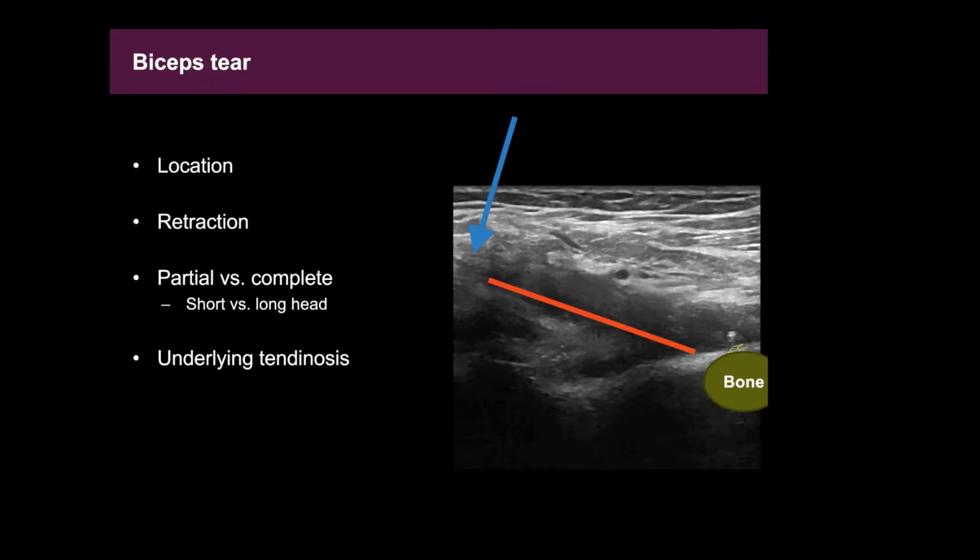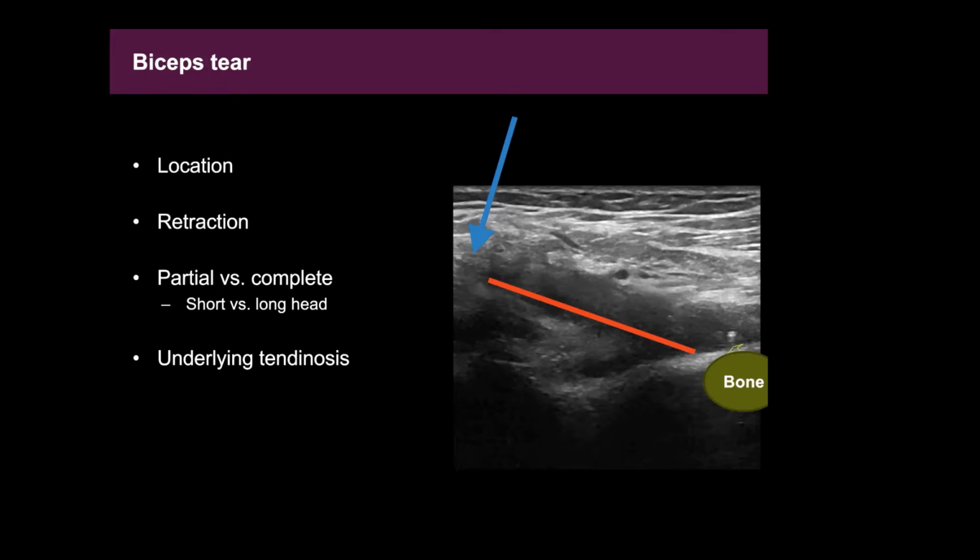You could use descriptive terms like, is it a partial tear? And if it's a partial tear, does it involve the short head or the long head? Of course, if it's a complete tear, that's what our images will look like, where the tendon would be completely ripped off the radial tuberosity, and you could measure the degree of retraction. In these cases, you could also look at the retracted tendon and give an idea of the degree of underlying tendinosis.